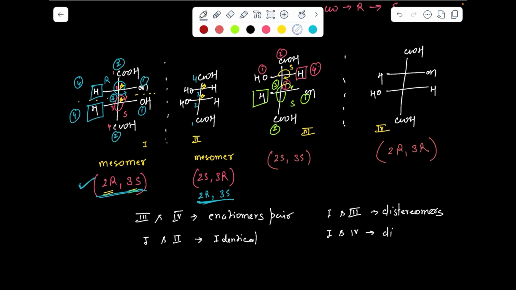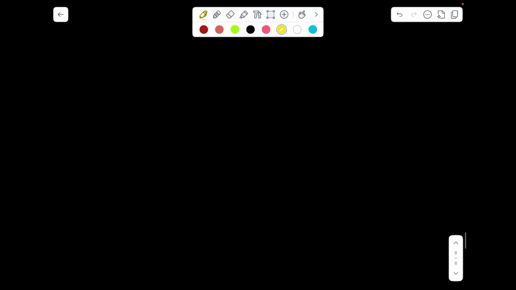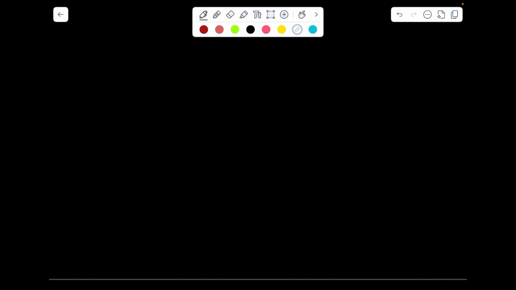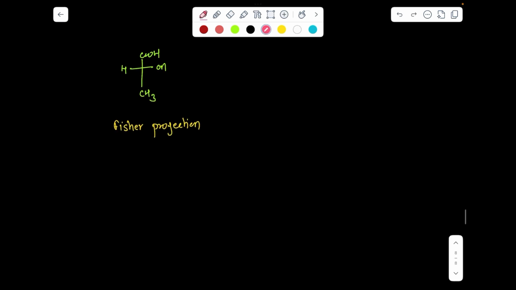This is also diastereomers. So that's how the RS nomenclature helps to identify the stereoisomers. Now let's apply this RS nomenclature in 3D structure. The next point is how to convert the Fischer projection into the 3D pattern.